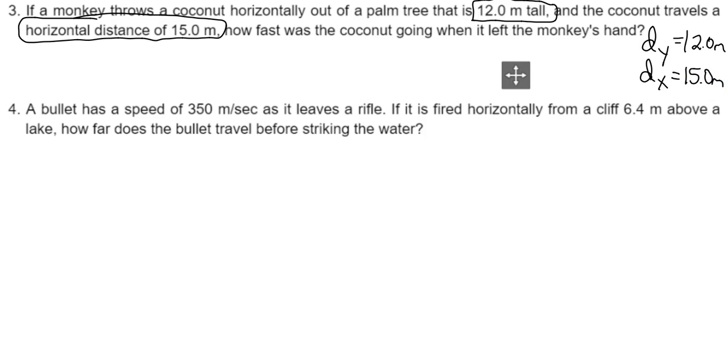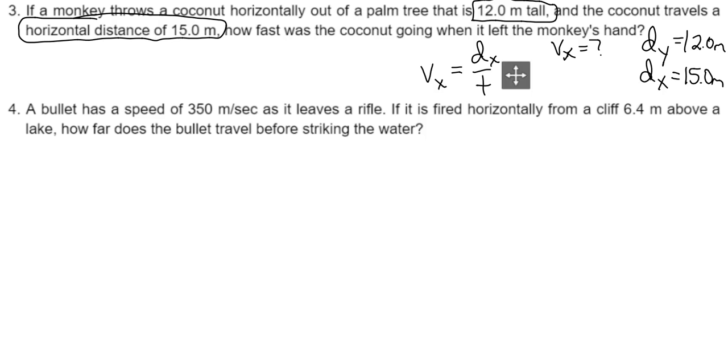So what we need to do is figure out how fast the coconut was going when it left the monkey's hand. So that would be the velocity in the x direction. That is our ultimate goal. To set that up though, in order to figure out what the velocity in the x direction is, we need to know the distance and the time. The distance in the x direction, which we were given, but we need to know the time.